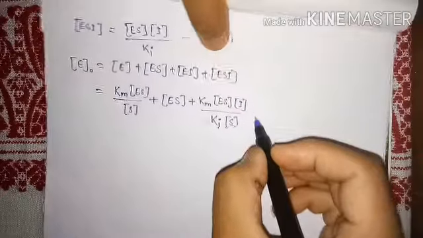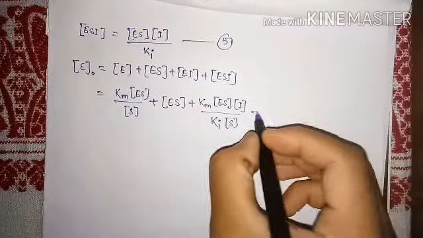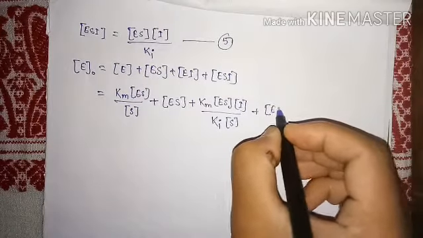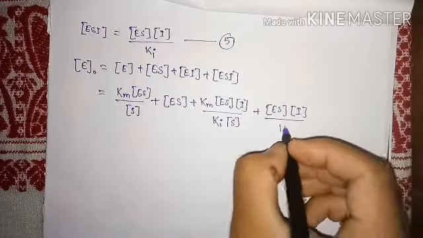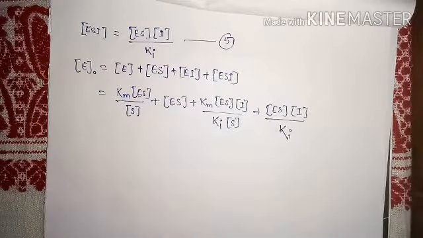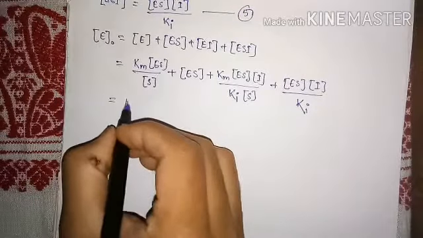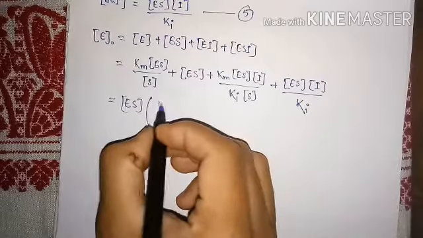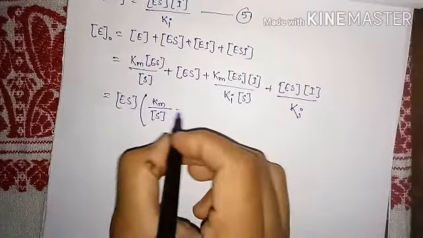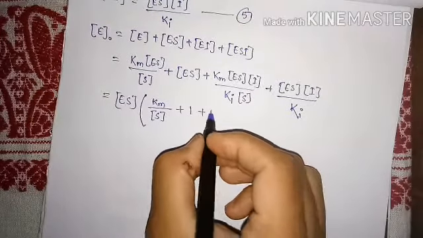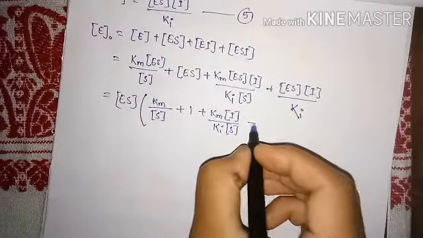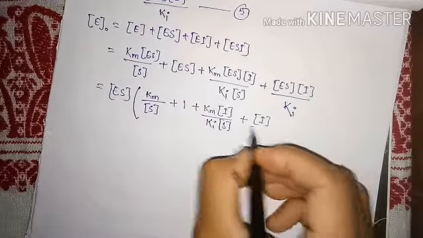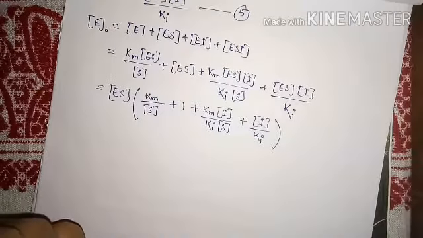And similarly, we are going to put the value for this ES. Okay, this ES value we are going to put, that means the value of ESI we are going to put here. So concentration of ES, concentration of I by Ki. So from all these terms, if we take concentration of ES common, then we have Km by concentration of S plus 1 plus concentration of I by Ki, and here also ES will be taken common, concentration of I by Ki. So that is what we are getting as its value.